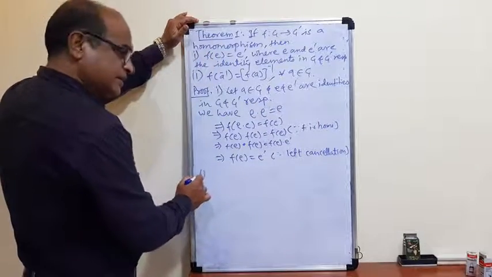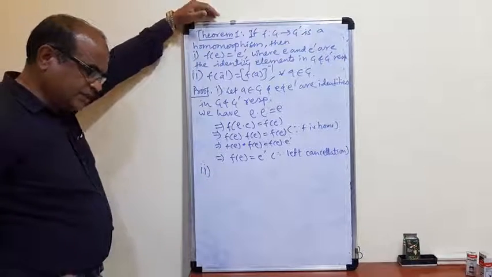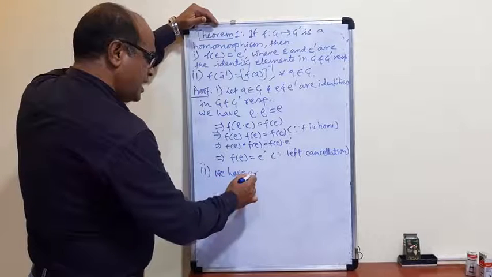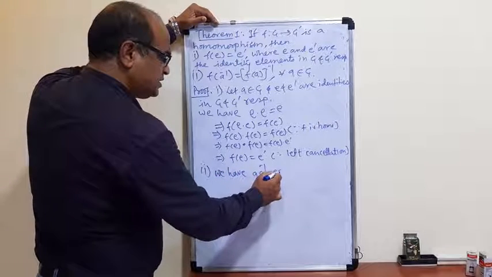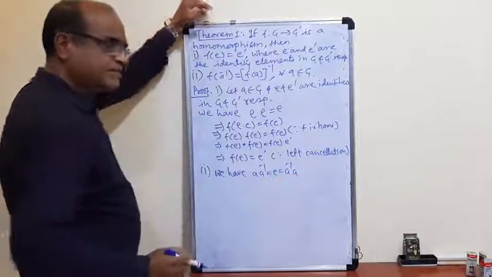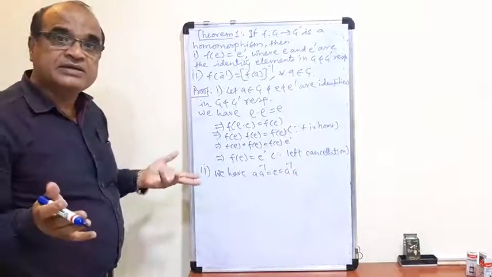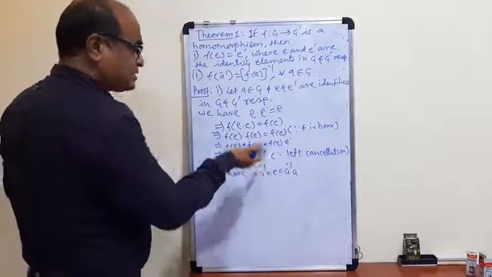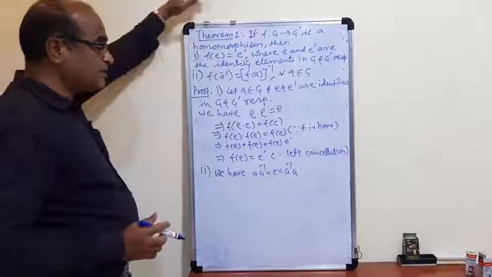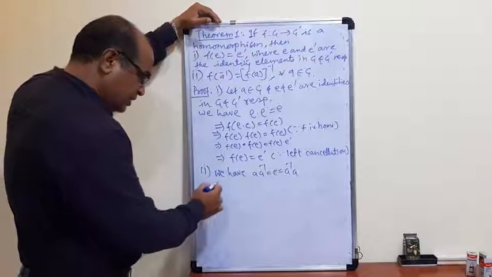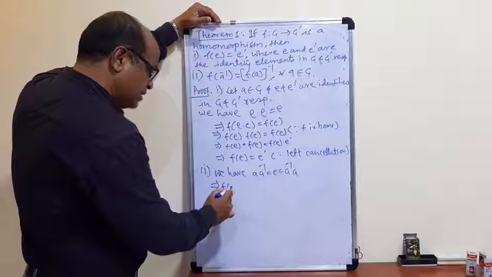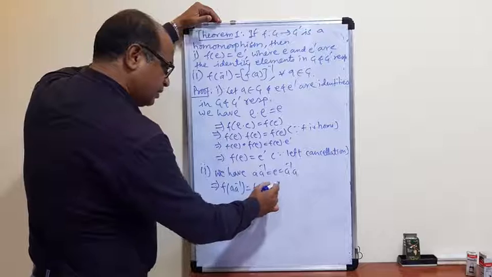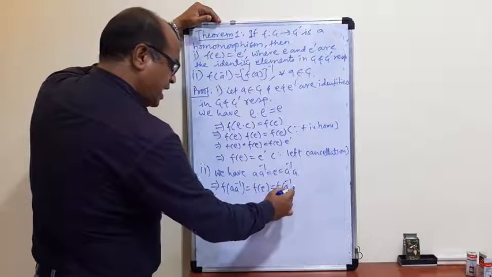So what is the second result? We have a into a inverse is equal to e is equal to a inverse into a. This is the definition of inverse. So we apply the function. This implies f of a into a inverse is equal to f of e is equal to f of a inverse into a.